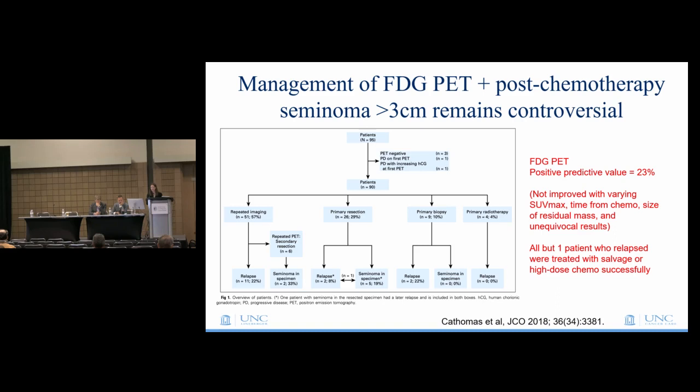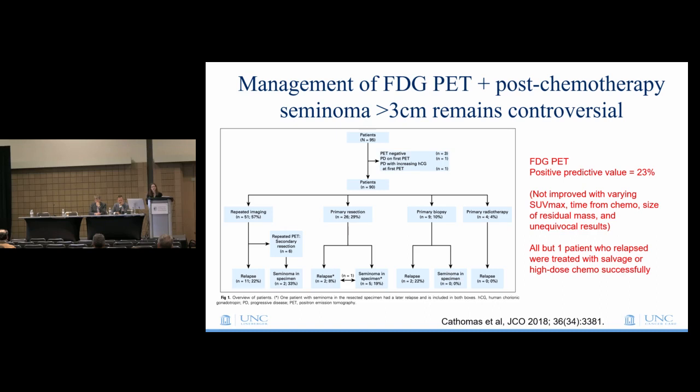And so if you actually look at the numbers, out of the 90 patients that ended up being included, 51 of them, so more than half of them, ended up going on for repeat imaging instead of initial resection. And out of those 51, you had 11 end up relapsing and 2 going after a second positive scan to surgery and having seminoma in the specimen. And so that's still a minority of patients.